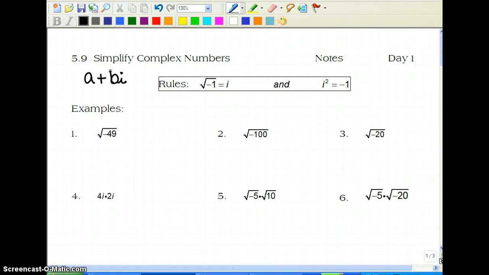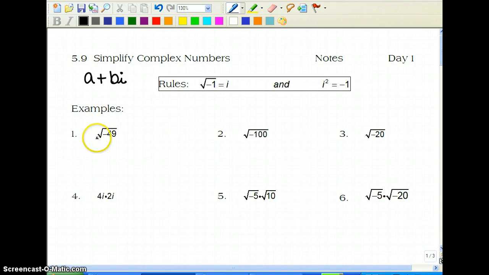And there's really only 2 things you need to remember. The square root of -1 is the letter i. i squared is equal to -1. So if you know those 2 things, you can do any of the problems. So we'll start off with the pretty easy ones.